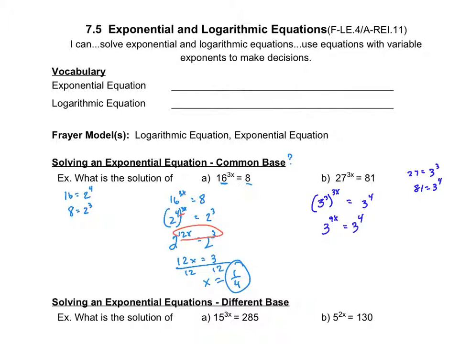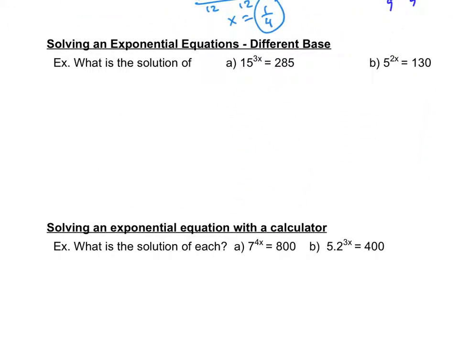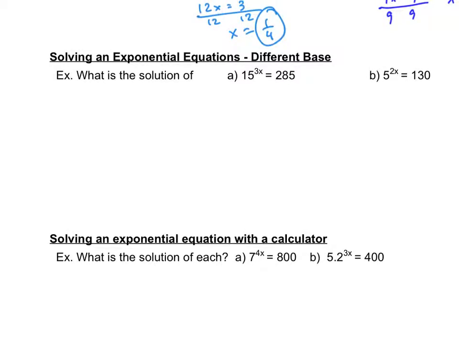And again, since our bases are equal, our exponents are going to be equal. So I have 9x is equal to 4, divide both sides by 9, and then x is going to be equal to 4 over 9. There you go. That's how we work with a common base to solve exponential equations. And if we go here, let's look at what we have coming up. We have different bases. So now let's see what happens here.